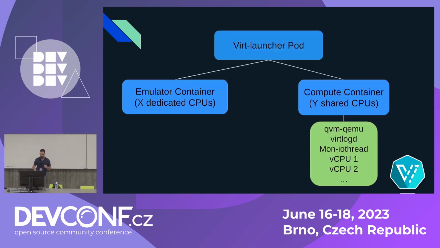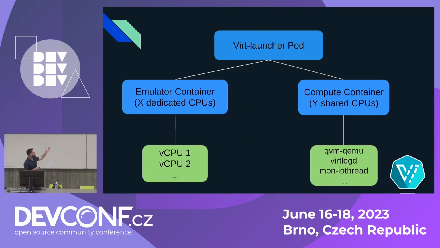So let's see how it looks like. So now we have the virt launcher pod. We have the compute container with Y shared CPUs, and they're shared CPUs, they're not dedicated. And we have the emulator container with X dedicated CPUs. And what we can do is simply move the vCPU threads into the emulator container. And now only the vCPU threads are running on X dedicated cores. Everything else is running with Y shared CPUs.